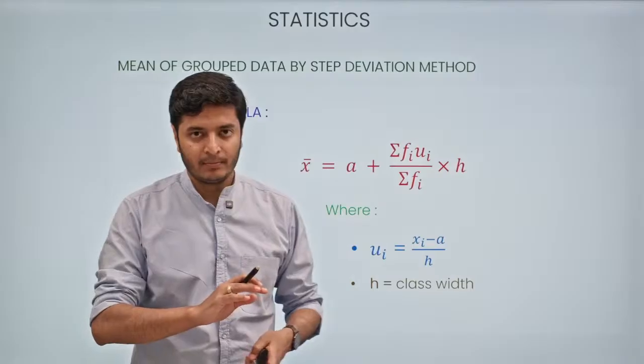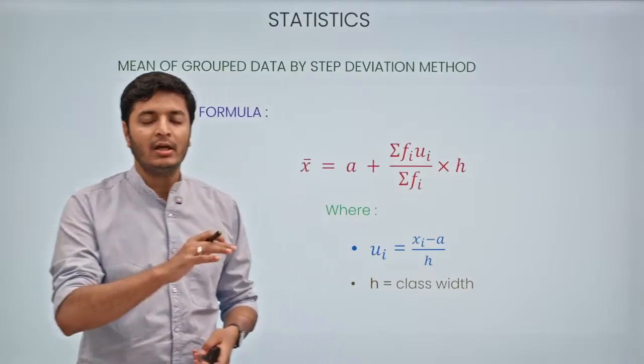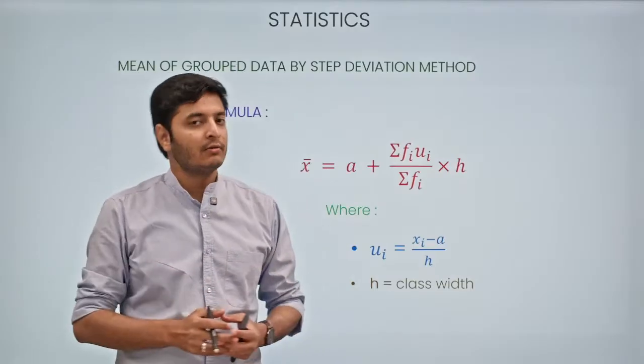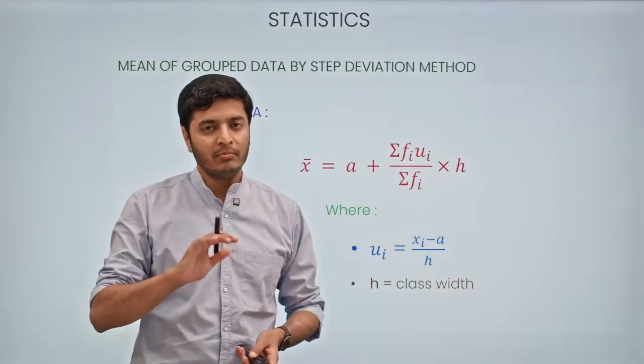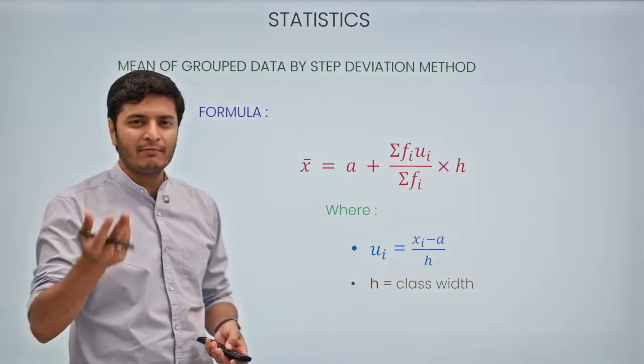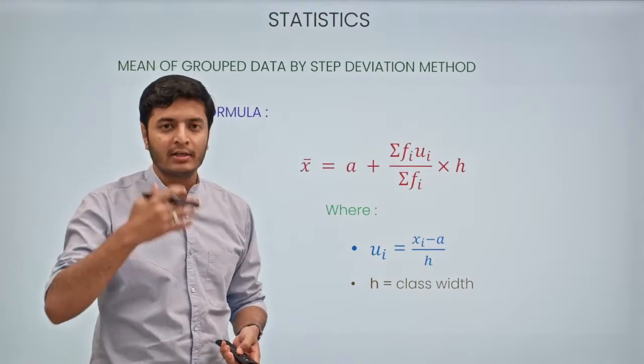H is the class width. So class width we can find using the formula upper limit minus lower limit of class interval. This is very easy. You will understand this in, I think, one example only. The second example you are gonna tell me how to solve it.